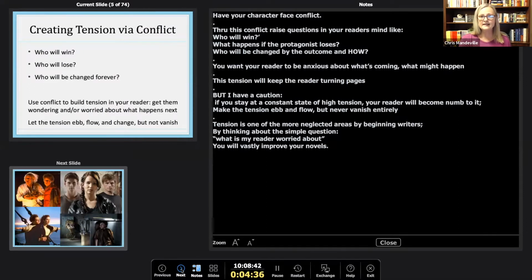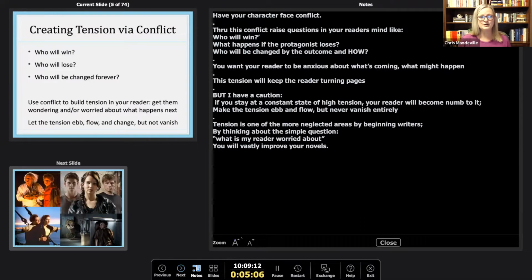In every scene, your character should be trying to get something that relates to their bigger goal of the whole book. So every scene, your character faces some sort of conflict, big or small, and hopefully your reader feels tension, wondering what the outcome of that conflict is going to be. And then that will keep the reader turning pages, which is what we all want: we want our readers to be engaged and turning pages until the end.